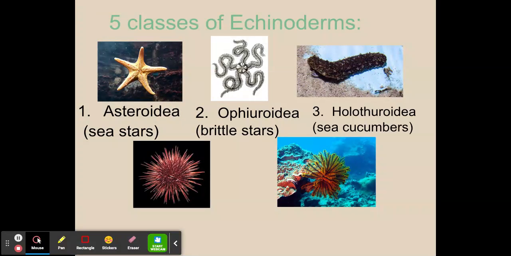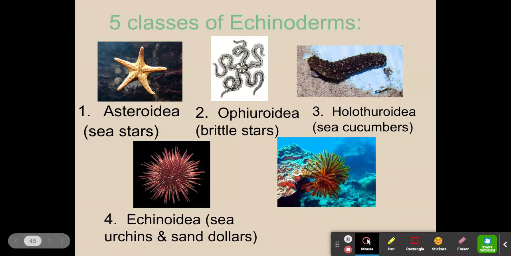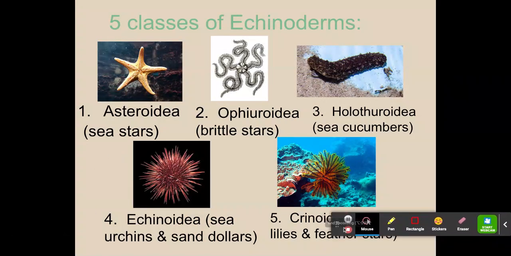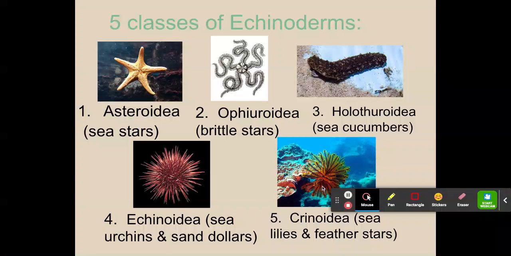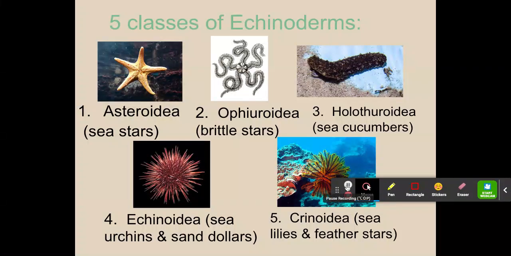But you can notice all 3 of these organisms have that spiny skinned nature, which is what classifies them into this phylum. Also, you have the Echinoidea, which is going to be our sea urchins and the sand dollars. So those 2 organisms are going to fall into the same class. And then lastly, you have the Crinoidea, which are sea lilies and feather stars.